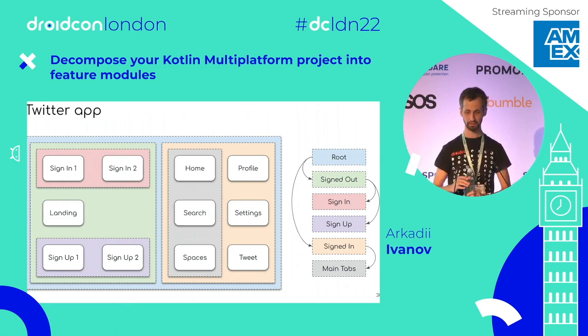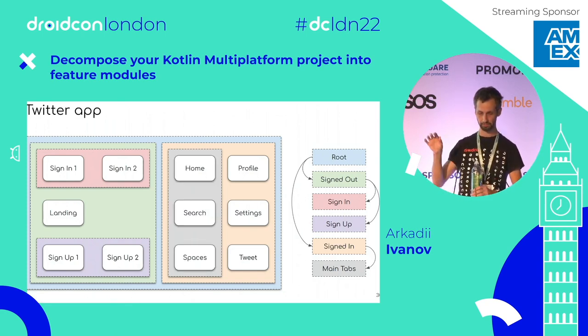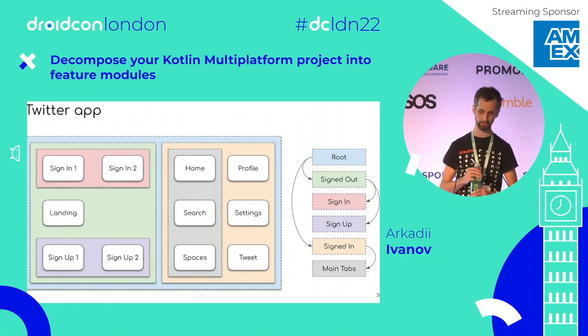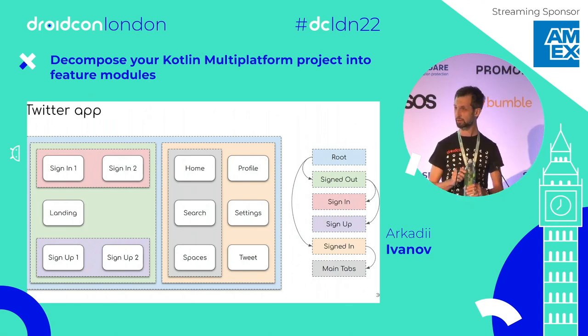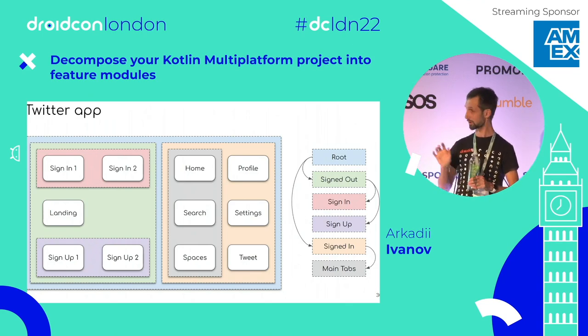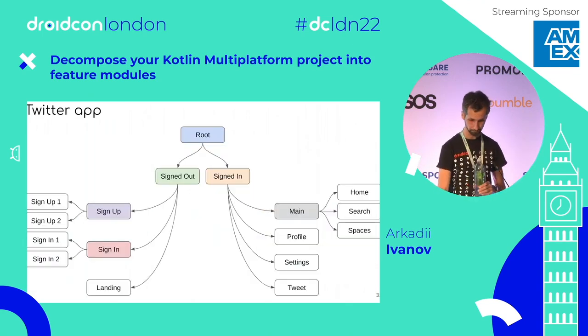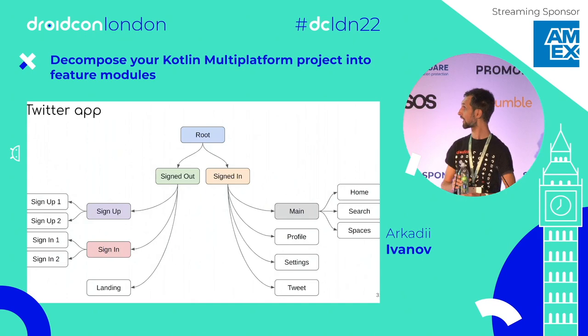And lastly, the main tab scope just contains the tab screens: home, search, spaces, etc. Every time the user clicks on a tab in the bottom tab bar, the main tab scope just replaces the current screen with another one. So the structure that I have just described is actually a tree structure.